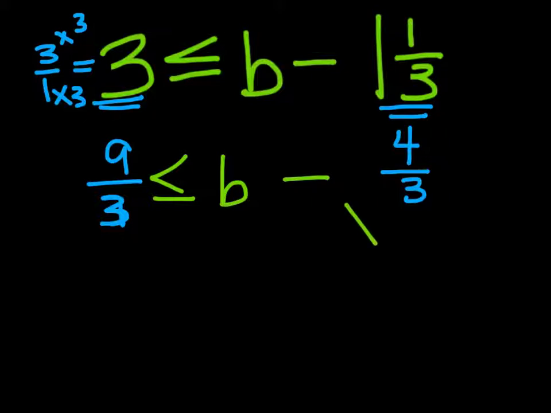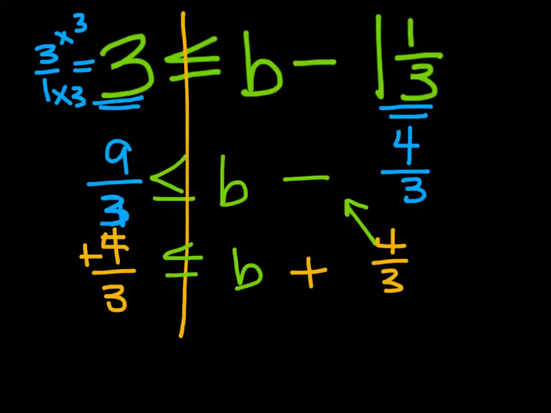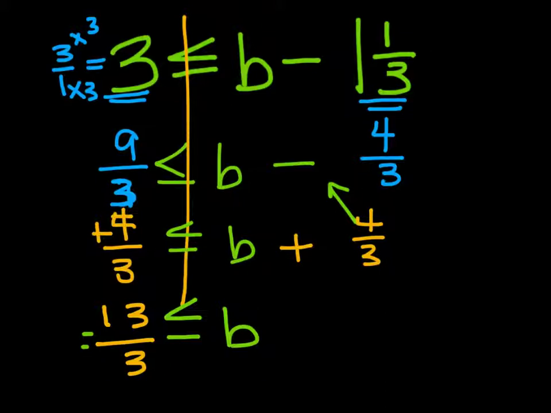So let's think. What is the inverse operation of subtracting 4/3? Well, it's adding 4/3. So let's add 4/3 to both sides. I'm going to write my big line down there so I can ignore my inequality. What we end up getting is 9/3 plus 4/3, that gets us 13/3, and that is less than or equal to b. We could rewrite that as a mixed number, 4 1/3. So anything greater than or equal to 4 1/3 will work for b.